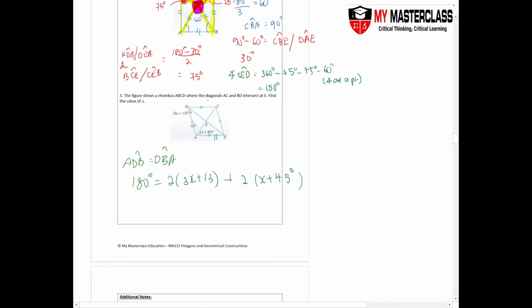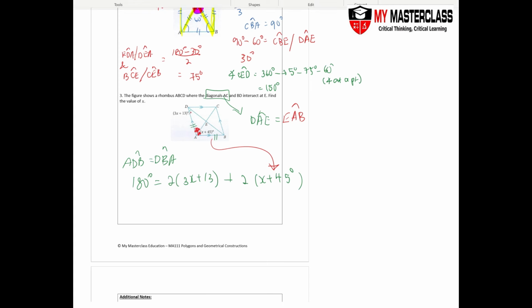Now why do I say that? Because of the word diagonals. Diagonals means that angle DAE, let me change the color, the one I'm shading in red, and this one, it is equal to EAB. They are the same because they are diagonals. So which is why I have the 2 times.